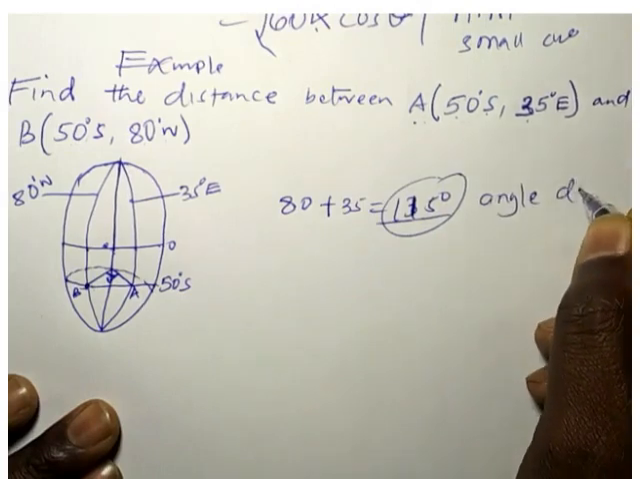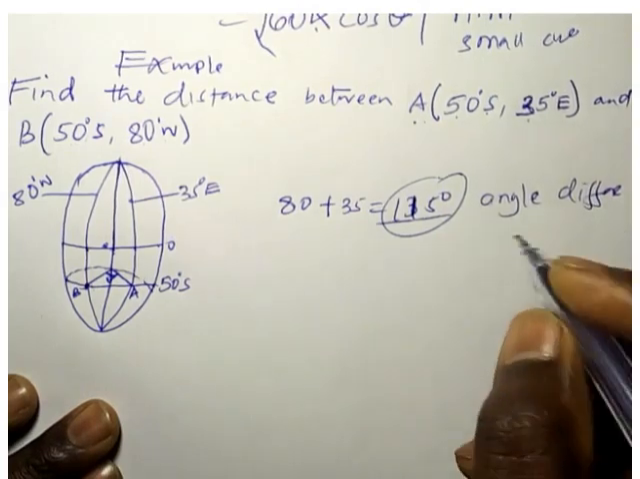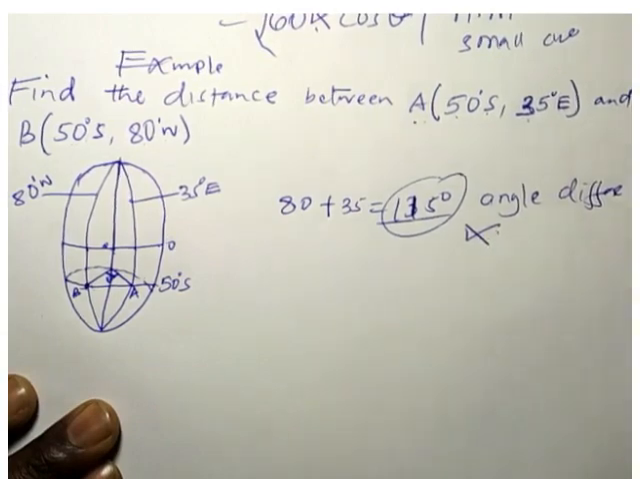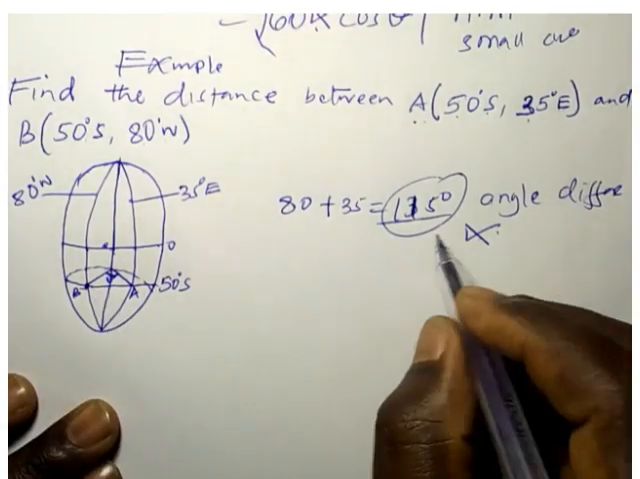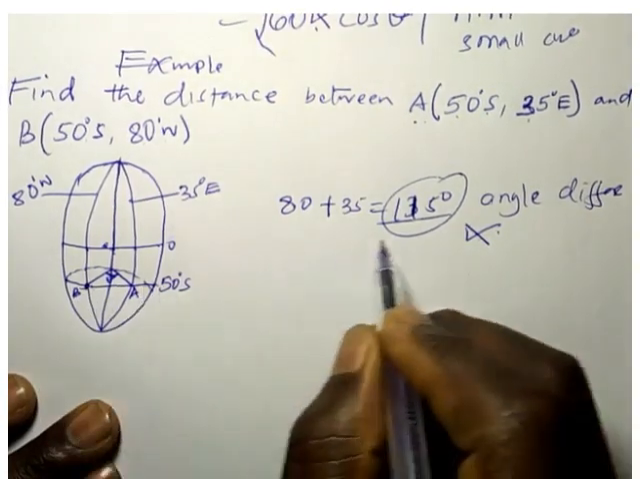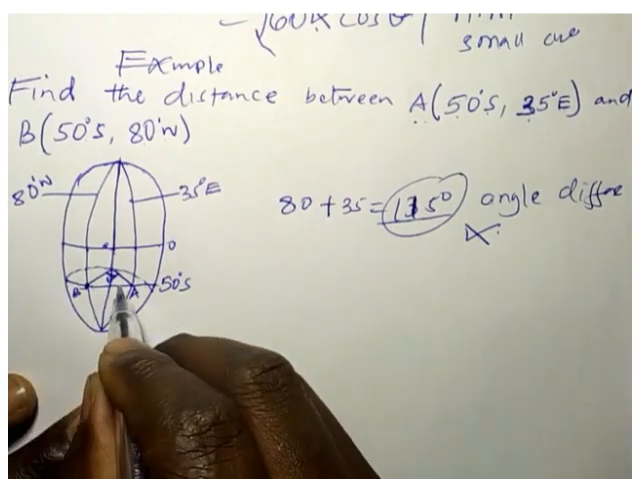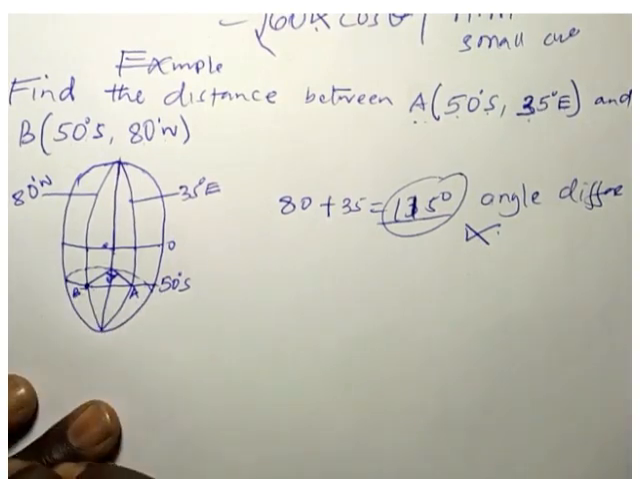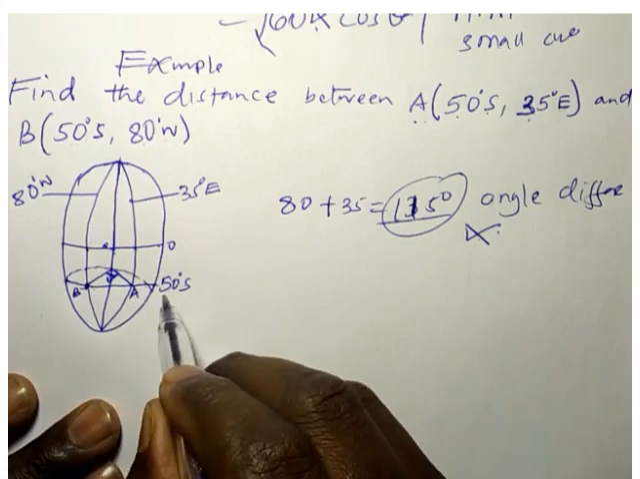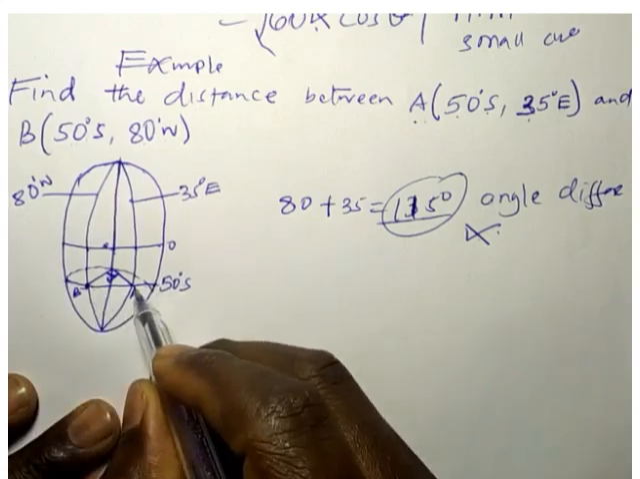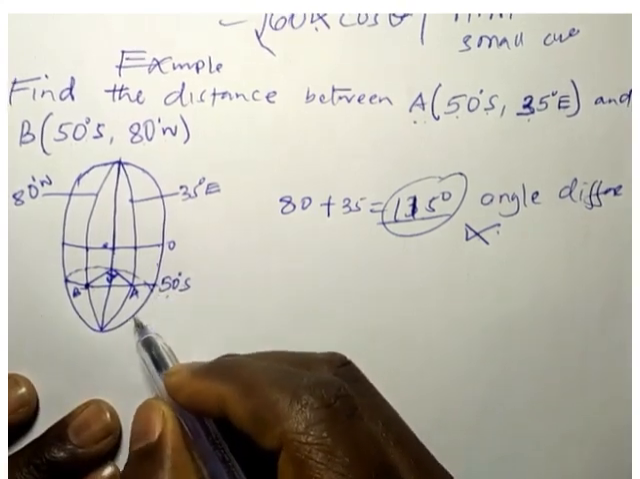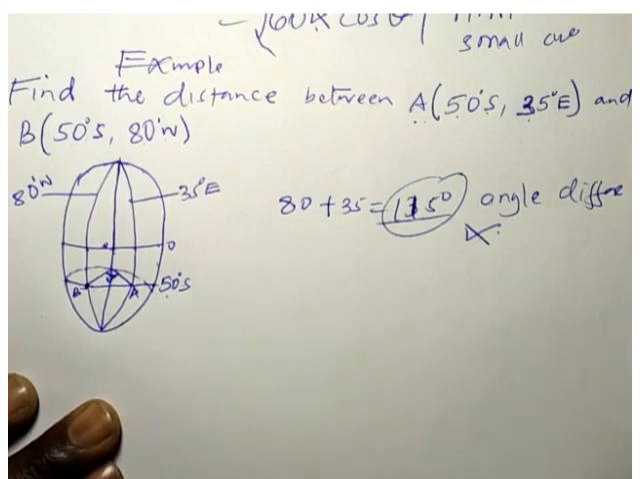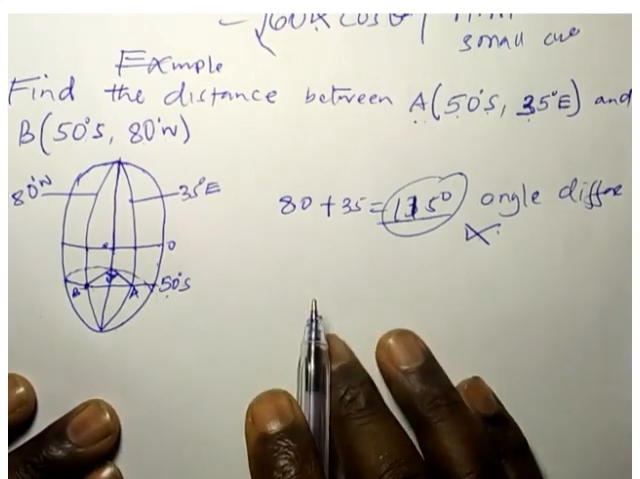So we have gotten the angle difference. And the angle difference is what we call alpha. Right? The angle difference for a small circle is the alpha. How do I know that this is a small circle? Because it passes through 50 south. 50 is a small circle. 50 south, 10 south, 20 south is a small circle. So that is how you know that this is a small circle.